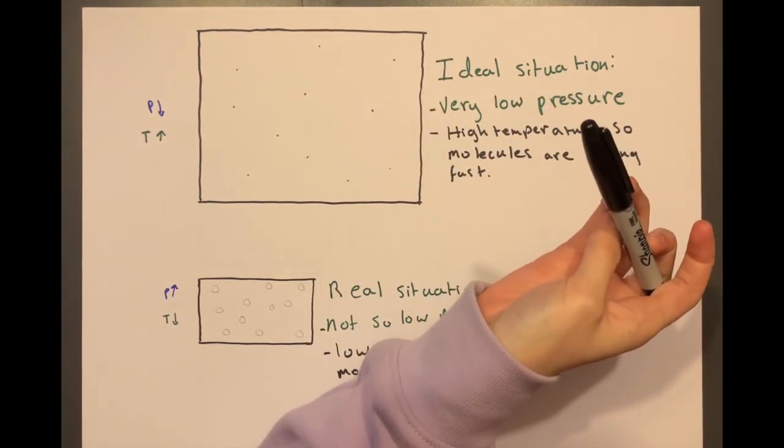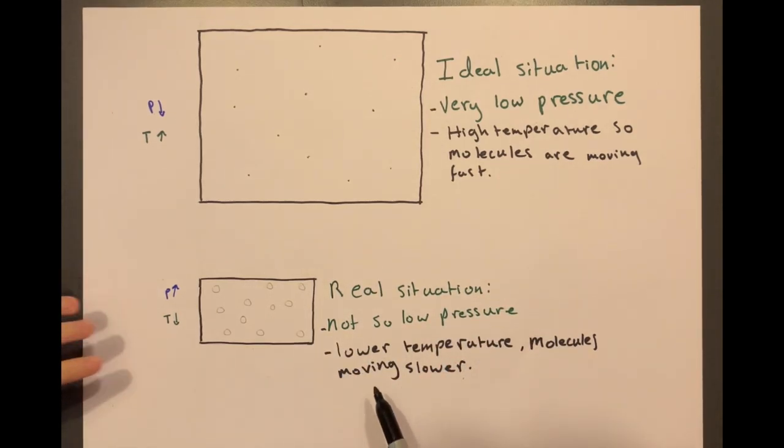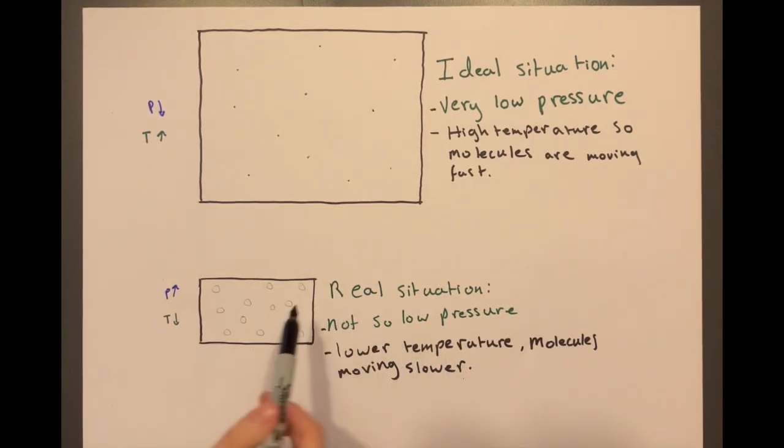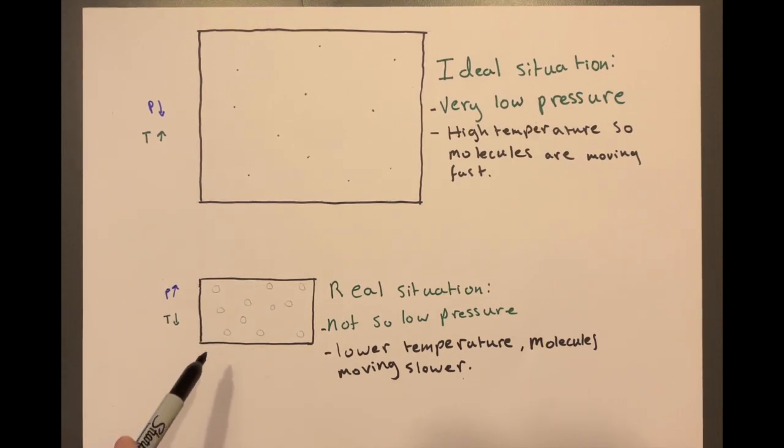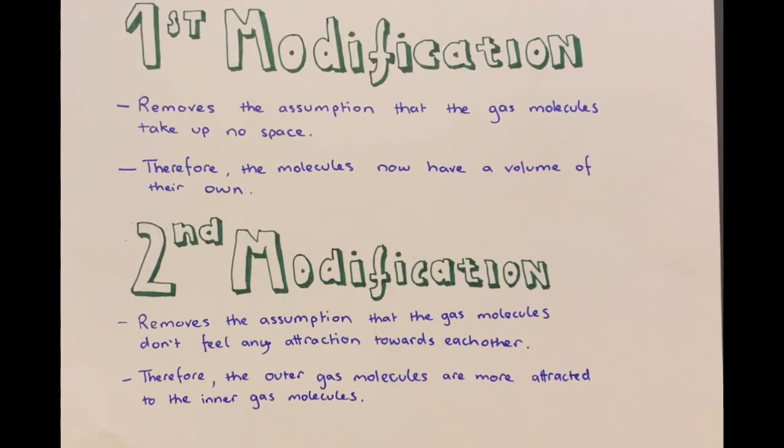In more real scenarios where the pressure isn't that low and the temperature isn't that high, this gas model starts to break down. And in this situation, we must modify the ideal gas equation to make it work for real gases. And this is where the van der Waals equation of state comes in. There are two modifications we make to the ideal gas equation in order to derive the van der Waals or real gas equation. The first modification removes the assumption that the gas molecules have a negligible size.